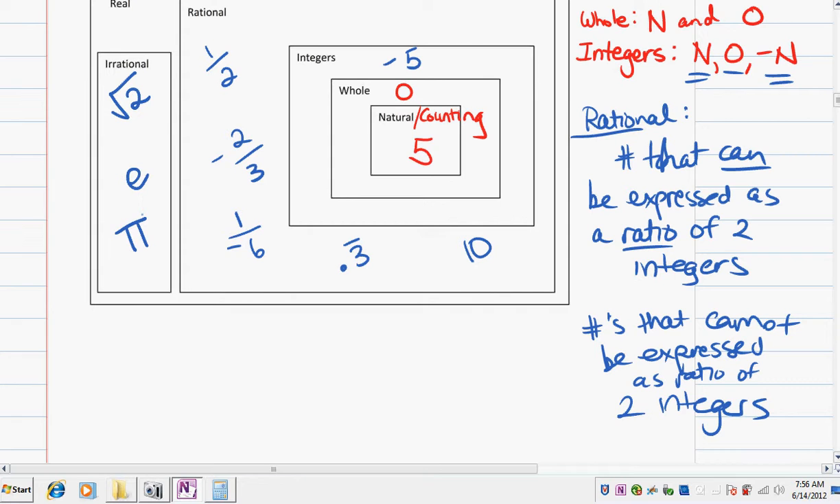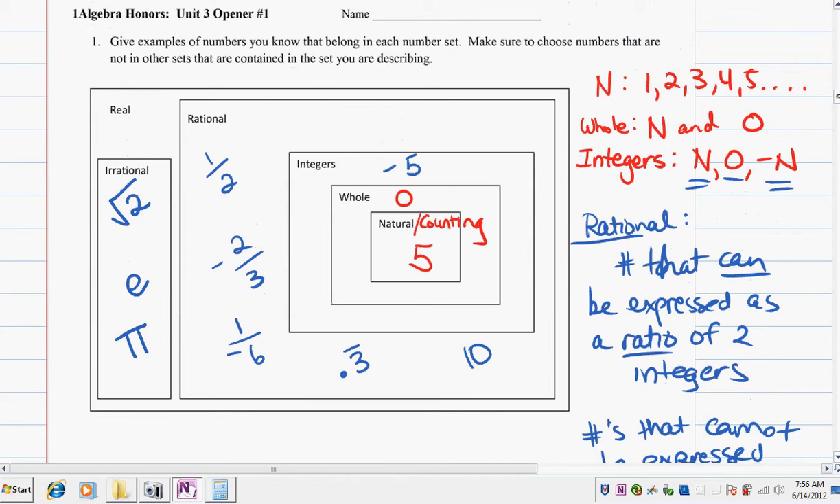And these, both rational and irrational, make up the real number set. Now, of course, there are other numbers out there that are not real, like imaginary numbers. You'll often see i.